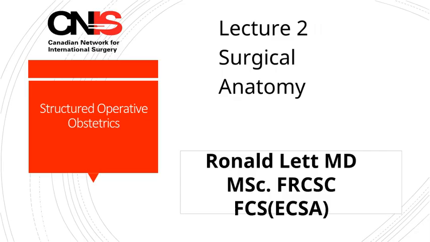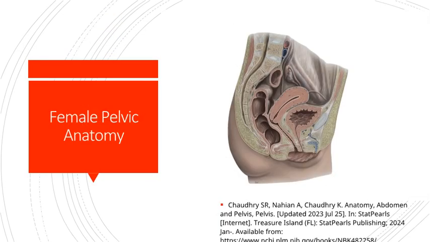The second lecture in the Structured Operative Obstetrics (SOO) course is on the relevant surgical anatomy. This slide shows a sagittal section of the female pelvic anatomy viewed from the woman's right side. This view provides crucial insights into the relationships of female pelvic structures, which is essential for understanding reproductive anatomy.